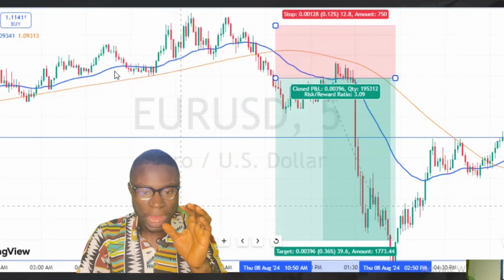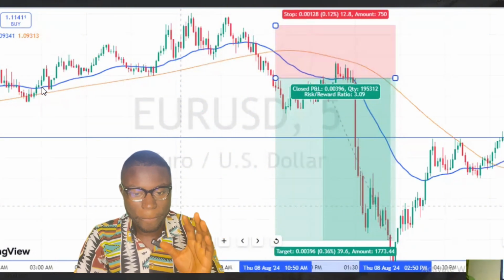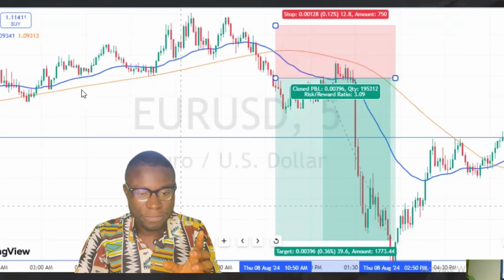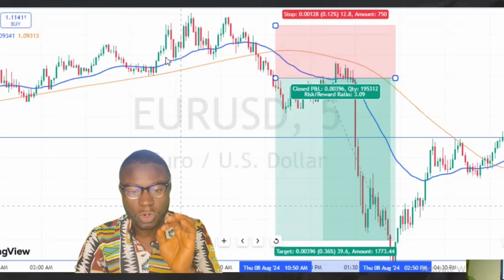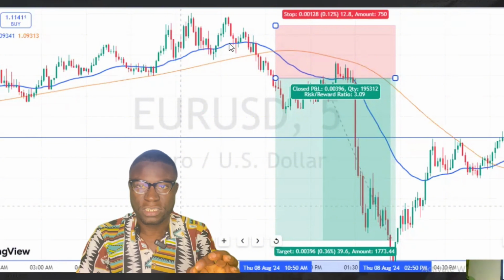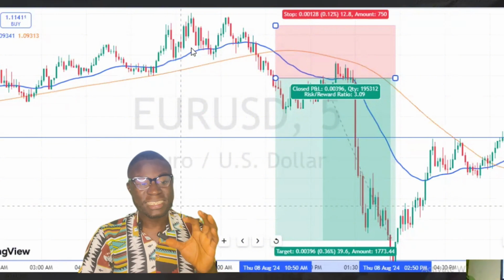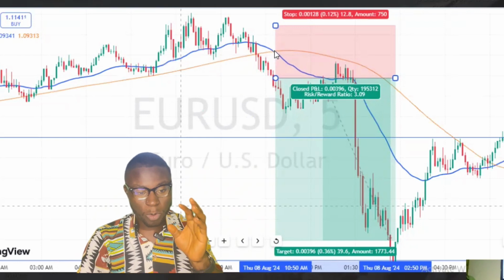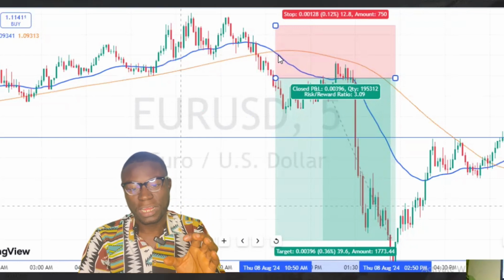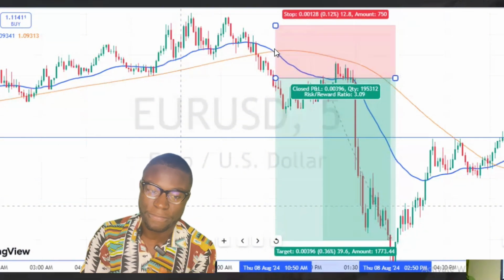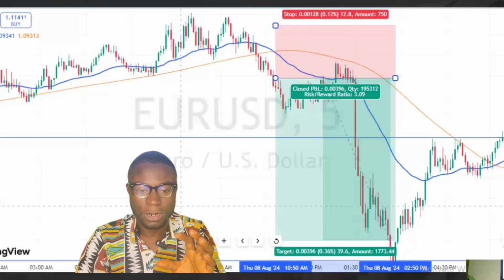This is number one thing you need to observe. Price has been moving above the orange colored moving average. That is number one thing you want to observe. After observing that, the next thing you want to observe is that the blue moving average crosses below the orange colored moving average. Now as soon as you see this, make sure you take your trade immediately.